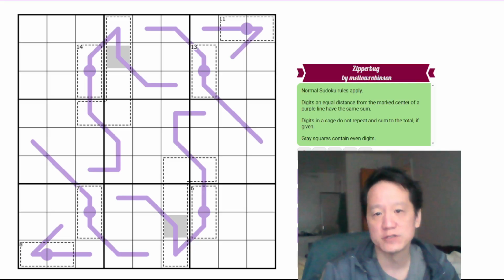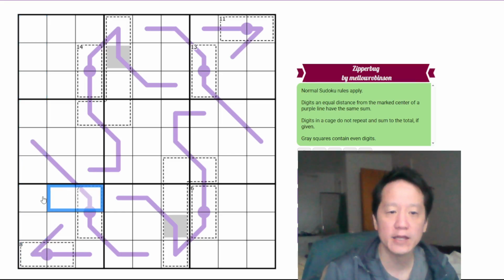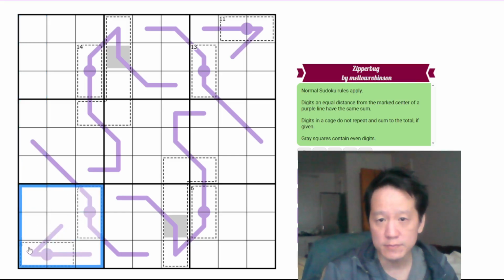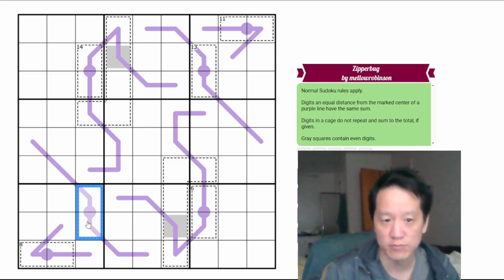Today's very easy puzzle is called Zipperbug by Mello Robinson, and here are the rules. Normal Sudoku rules apply, which means fill the grid with the digits 1 through 9 such that there are no repeats in any row, column, and box. Digits in equal distance from the marked center of a purple line have the same sum. Digits in a cage, so let's start with that.